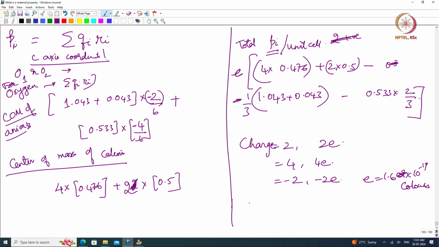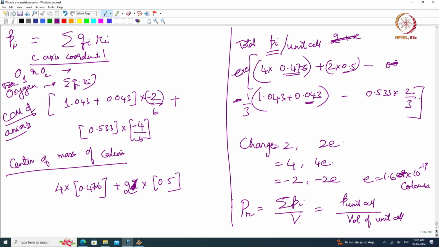Okay. Now, if I want to calculate the PR, it is nothing but sigma Pi divided by V. That is the P of a unit cell, because all the other unit cells will have the same charge, divided by the volume of the unit cell. And the positions are just the C positions, so I also have to multiply this with the C lattice parameter. So, E times C, okay.